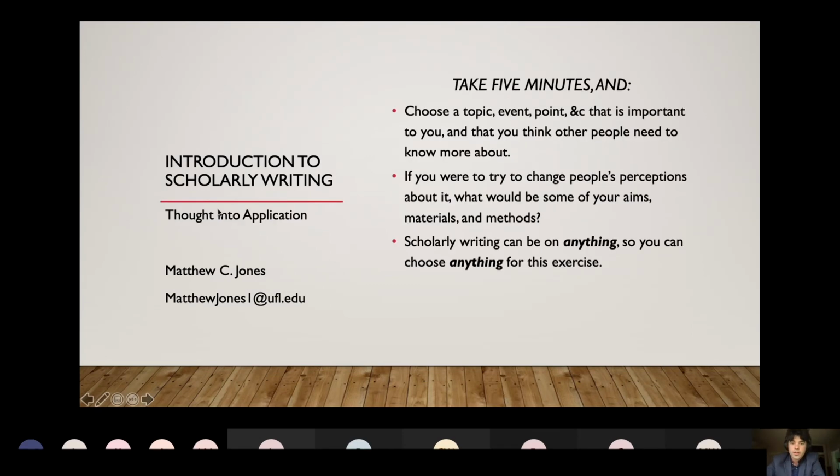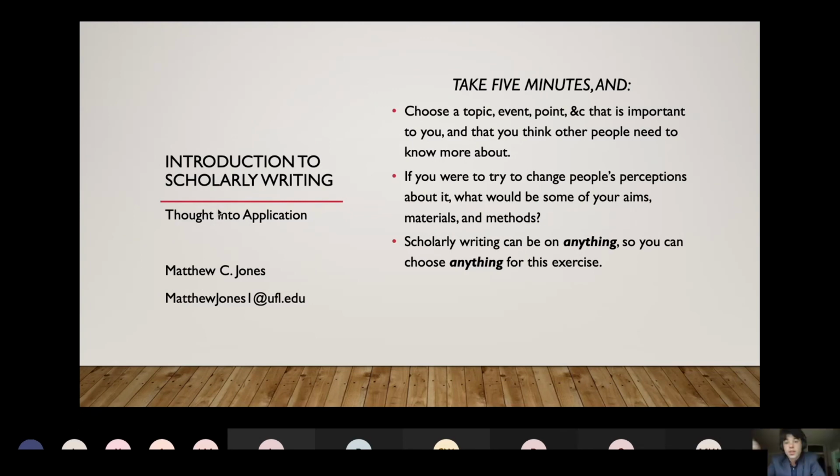All right, I'm going to give you 5 minutes, and I want you to do one, and then we'll get into the breakout rooms, hopefully. It can be the same topic from earlier, but I want you to take anything, something that means something to you, a topic, an event, a point, etc., that is important to you and that you think other people need to know about. And this could be anything. It can be the things that I've mentioned a handful of times now. It can be something from one of your other classes.